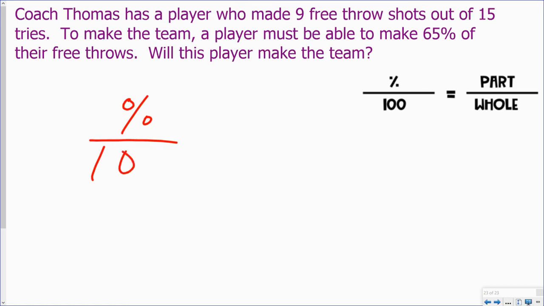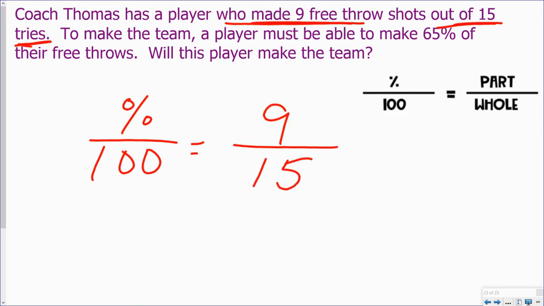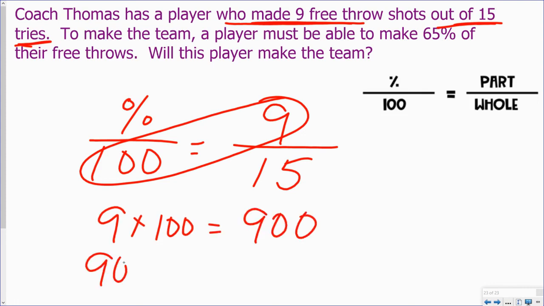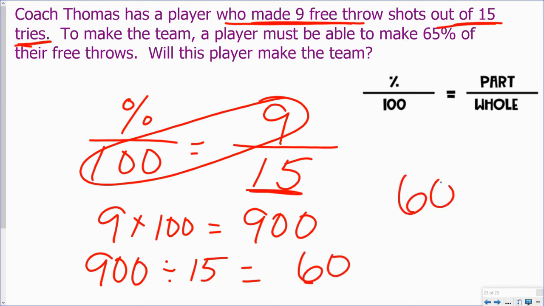So percent over 100 equals, well, they made 9 free throws out of 15 tries. So that would put my 15 here and my 9 made up here. So I take 9 and multiply it by 100. That gives me 900. And I take my 900 and I divide it by my 15, which is my number right here. And that gives me a total of 60. And so they made 60% of their free throws.